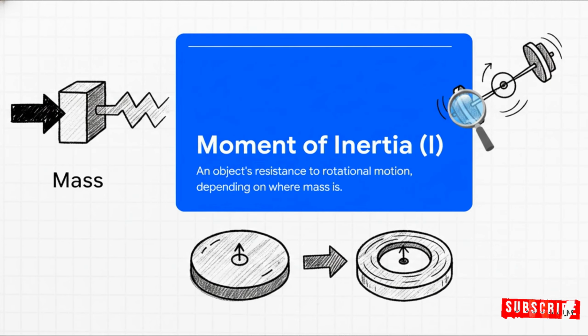In linear motion, regular mass simply resists being pushed, but moment of inertia is an object's resistance to rotational motion, and here is the major trap students fall into on exams. Unlike simple mass, rotational resistance cares deeply about exactly where that mass is placed relative to the axis of rotation.